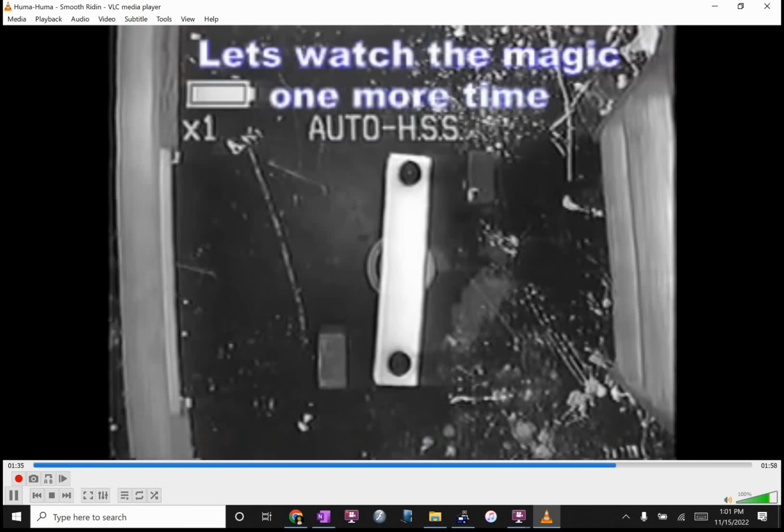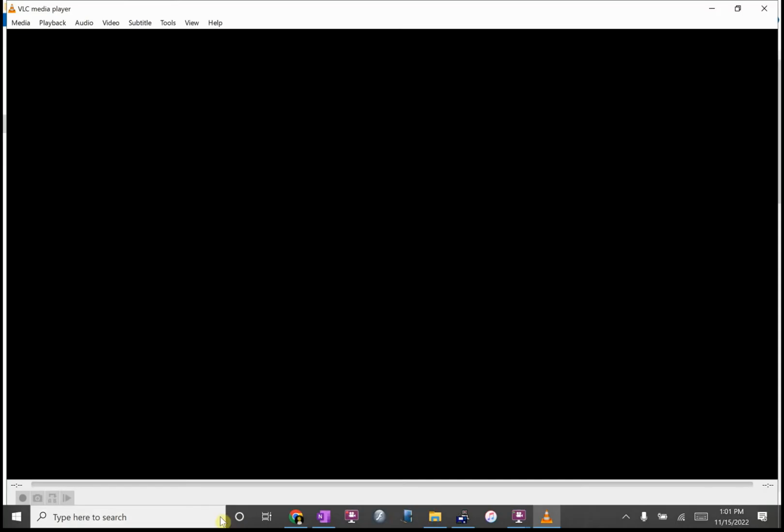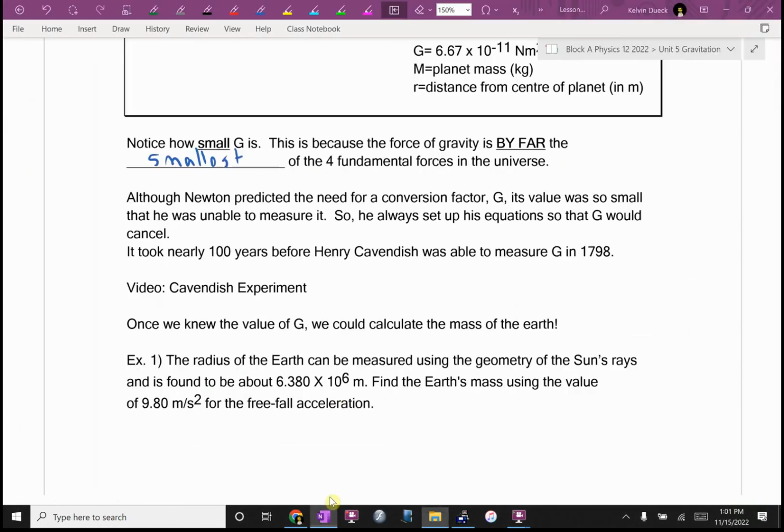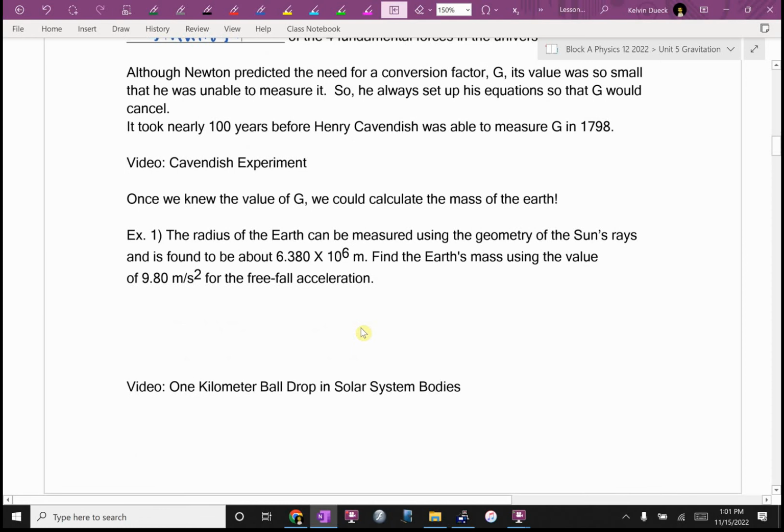So ever so slightly, he did this over several days in an enclosed room, not touching it. Let it slowly twist. This is the Cavendish experiment. Very clever. So, when he did that, he found that G was equal to 6.67 times 10 to the negative 11. And he was thrilled because finally, this allowed him to calculate the mass of the Earth.